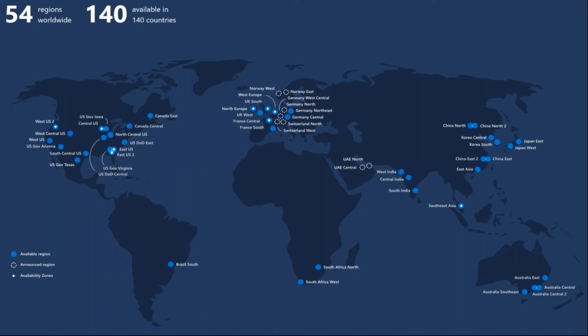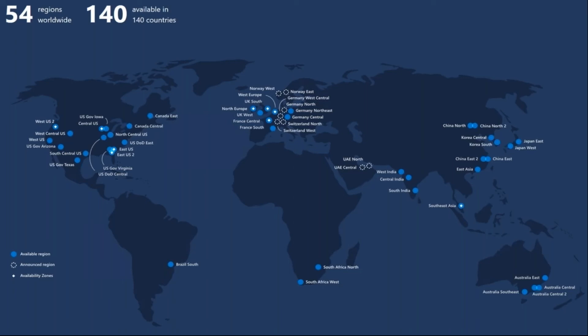Whatever you are seeing as the blue dots are the places where it is having its region. The one which has the diamond symbol on it is called an availability zone. This availability zone is something which gives you 99.99% of uptime at any cost.